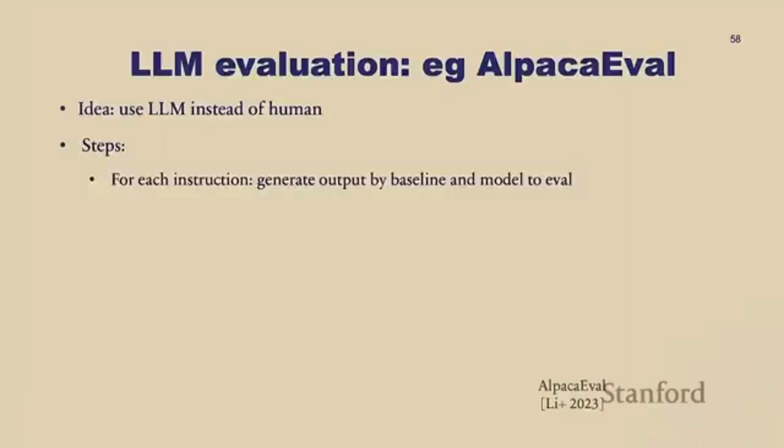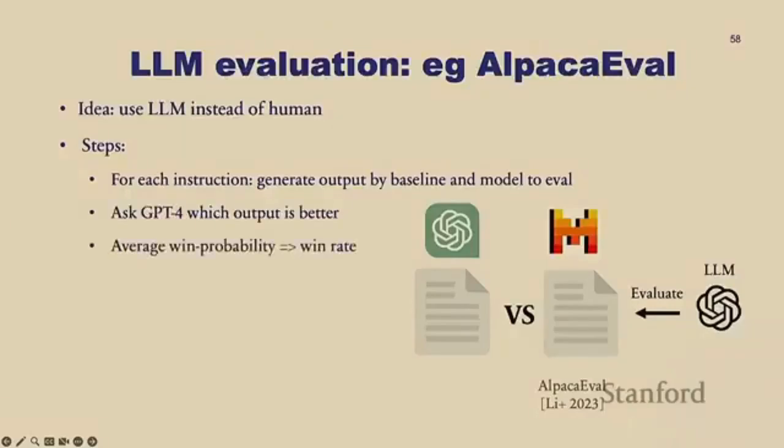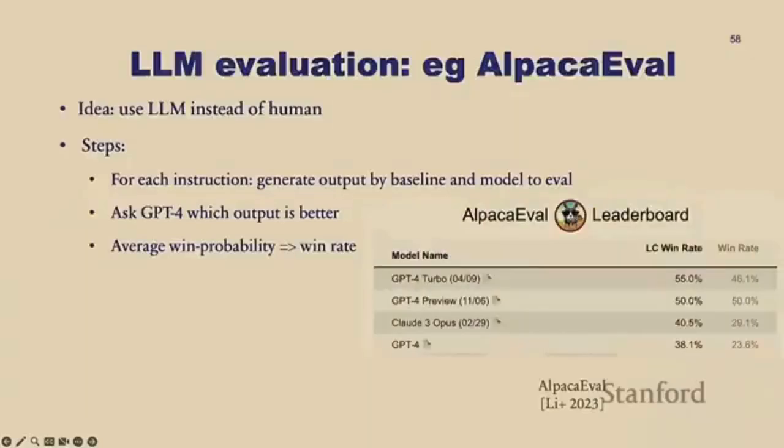Steps for every instruction: generate outputs by some baseline and the model that you want to evaluate. So here, imagine that I'm comparing an answer from ChatGPT and from Mistral. I'm just asking another model which one is better, and I just basically average that out. I asked GPT-4 which one is better. I average that out over my entire distribution, over my entire benchmark or data set, and that gives me a win rate, so win probability for one model compared to another one, and now you can rank models. And this is the Alpaca Eval leaderboard.